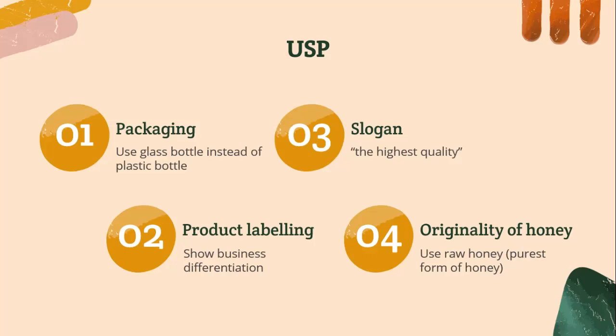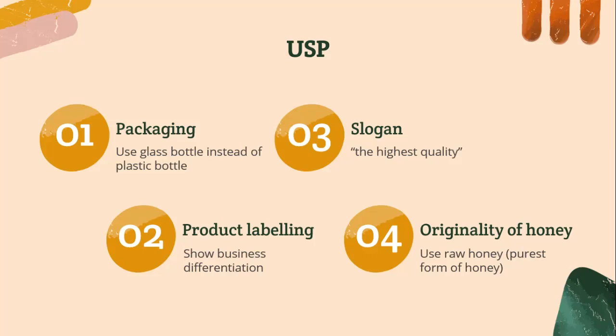So why is packaging very important for honey? Why do we use glass instead of plastic? Glass shows the real picture and the real color of the honey. This is the first thing. Second thing is glass cannot affect the quality and the taste of the honey in the long term, and it will keep it natural and tasty. Second thing is product labeling.